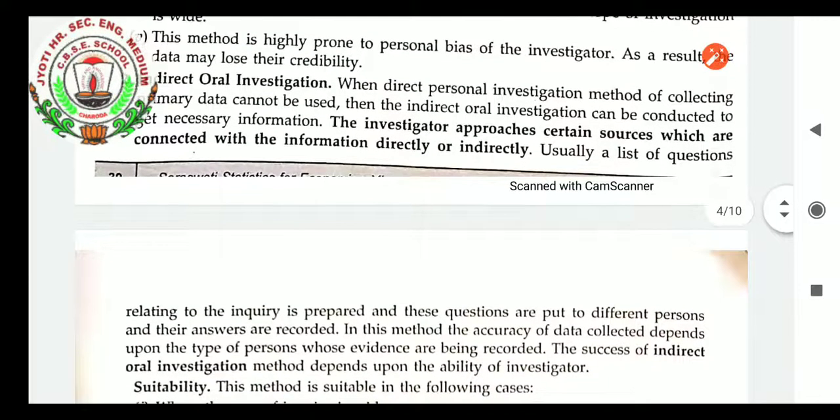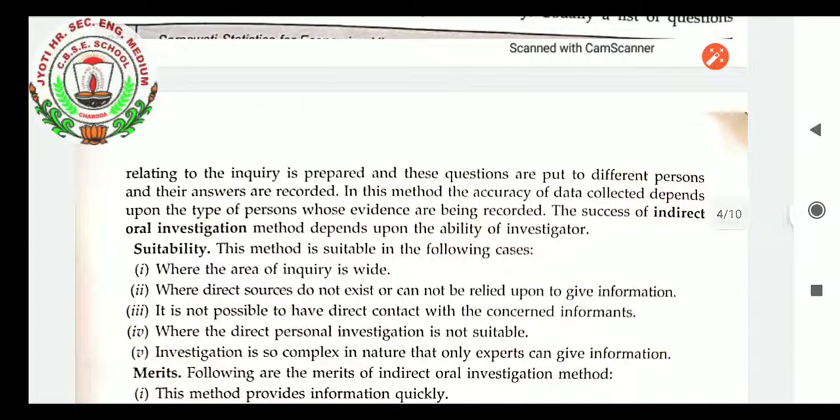Usually a list of questions relating to the inquiry is prepared, and these questions are put to different persons and their answers are recorded. Mainly in advertisements, if you have seen a TV advertisement related to a particular topic, they ask many audience members, political people, and local society people, in so many different ways. That type of investigation, collecting data and making a judgment, is known as oral investigation.